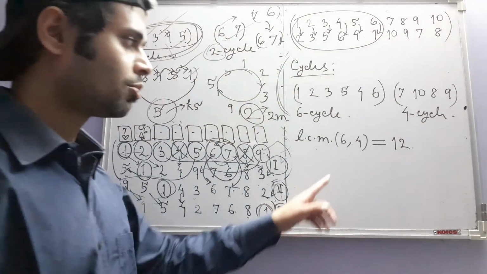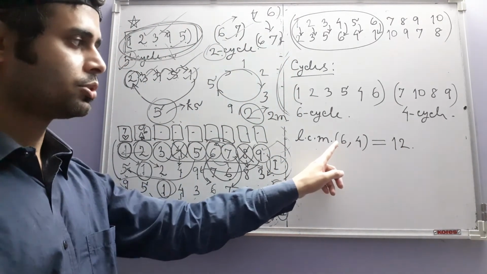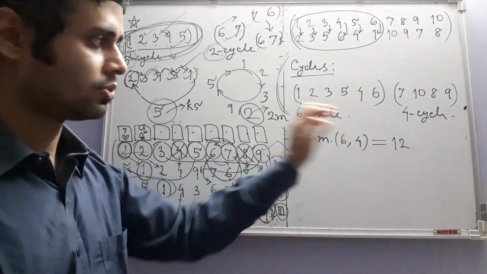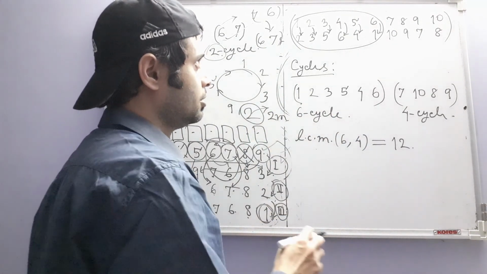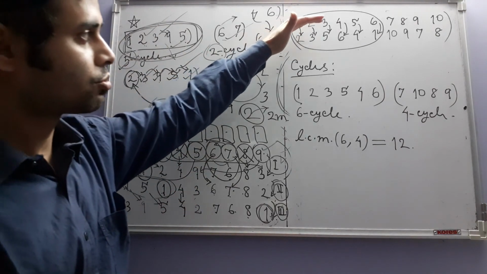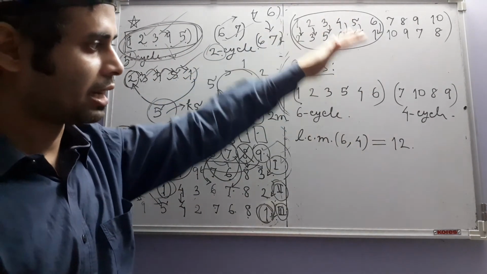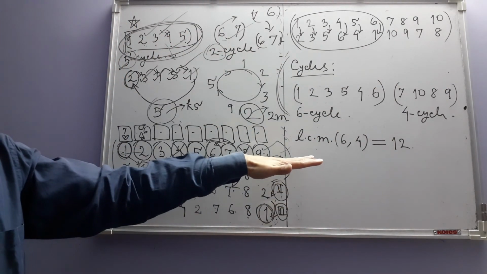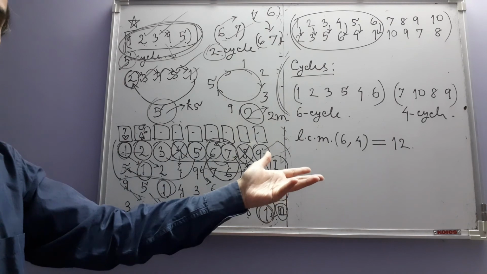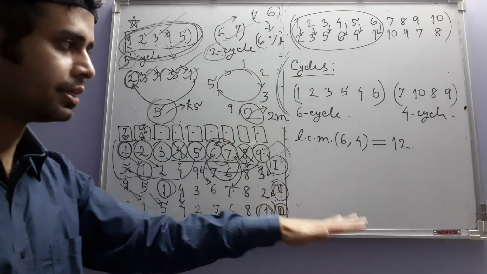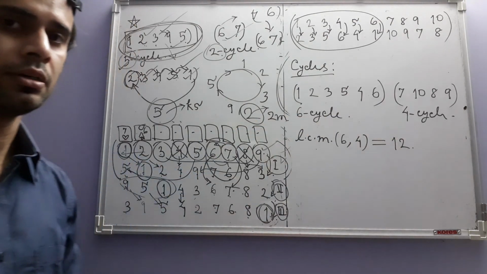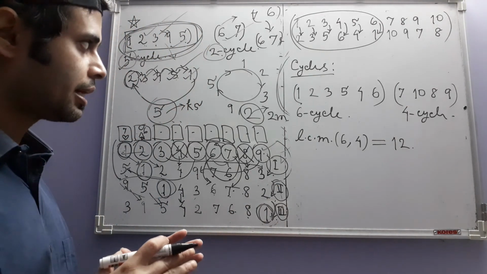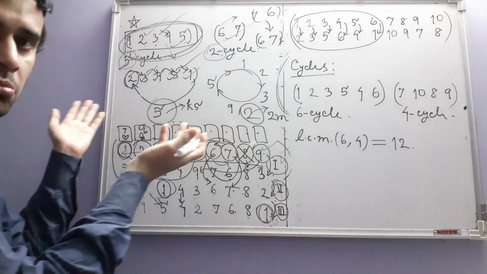12 is a common multiple of 6 and 4. Both 6 and 4 divide 12 and it is the smallest such common multiple. So it's the least common multiple. So we have to apply this 12 times to get back the initial arrangement. If we apply this 24 times or 36 times, that will also give me the initial arrangement, but this is the smallest number. Okay.